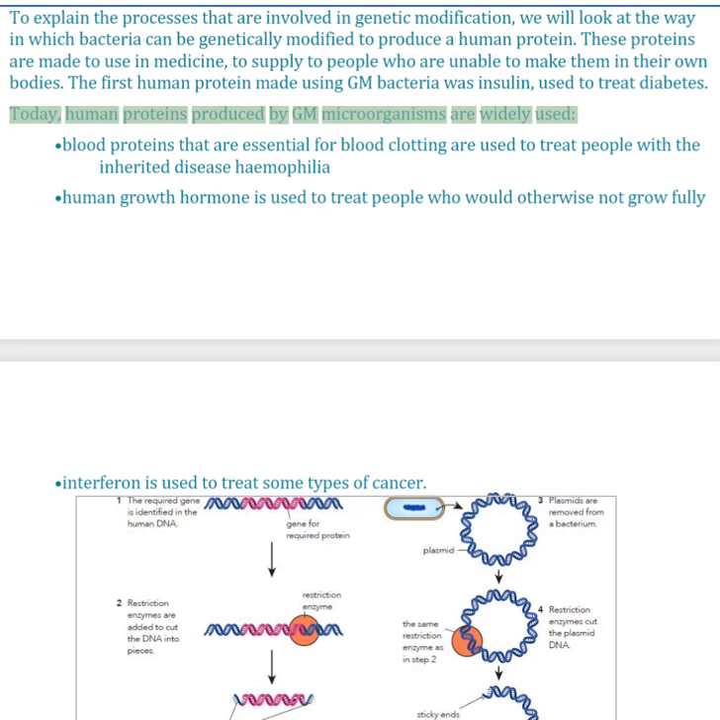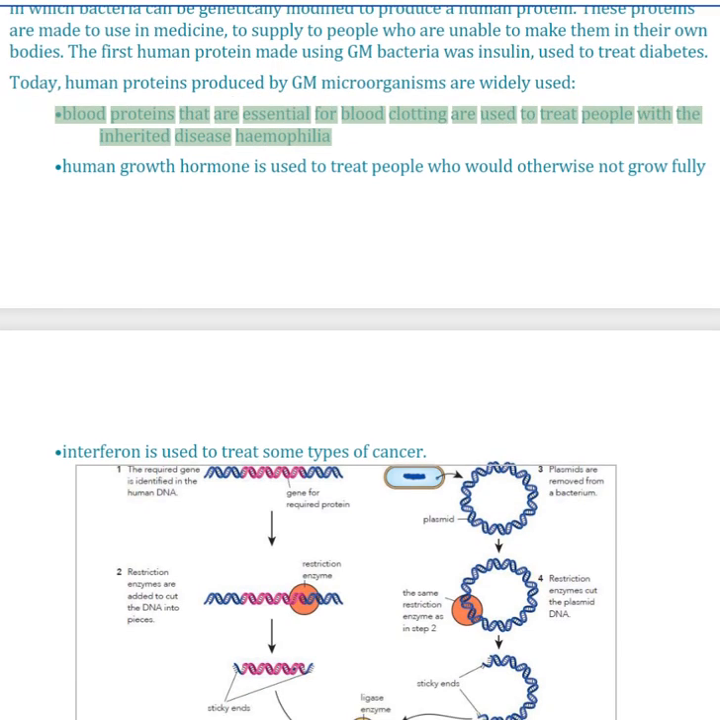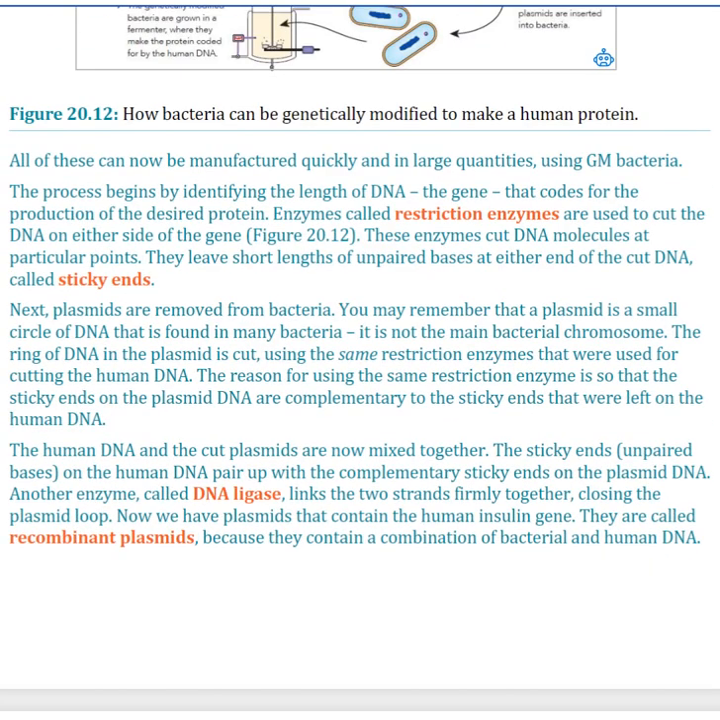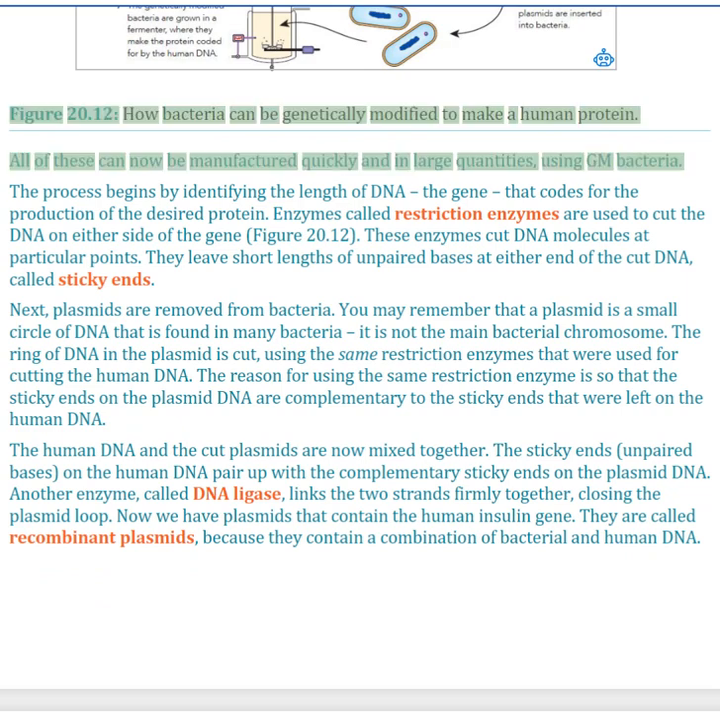Today, human proteins produced by GM microorganisms are widely used. Blood proteins that are essential for blood clotting are used to treat people with the inherited disease hemophilia. Human growth hormone is used to treat people who would otherwise not grow fully. Interferon is used to treat some types of cancer. Figure 20.12, how bacteria can be genetically modified to make a human protein. All of these can now be manufactured quickly and in large quantities using GM bacteria.